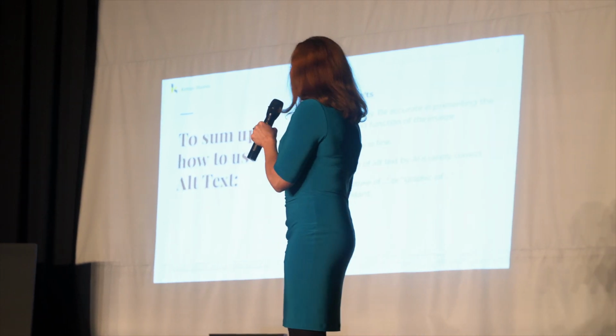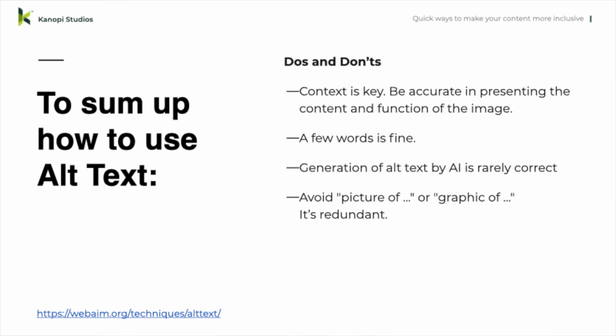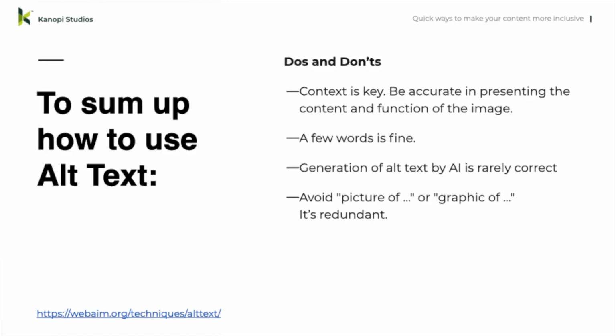I really do. So to sum it up, just give context. Context is key. You don't have to go crazy with a very long description. A short few words is fine. If you are starting to get interested in assistive technology, please don't use it for alt text, because it's rarely correct, at least as of right now. And believe it or not, you can actually avoid saying the words picture of or image of, because that's redundant. If the screen reader is screening that, it already is acknowledging that it's an image.